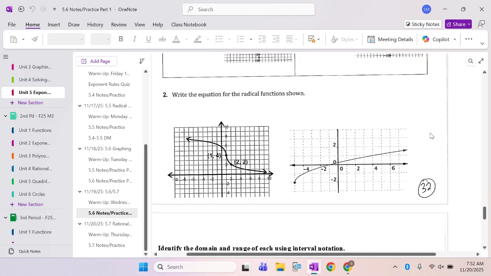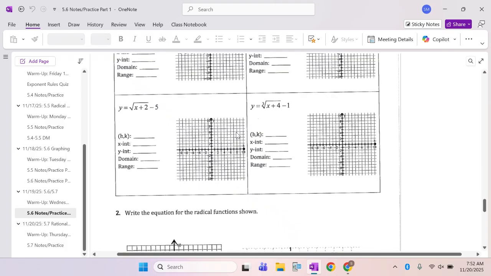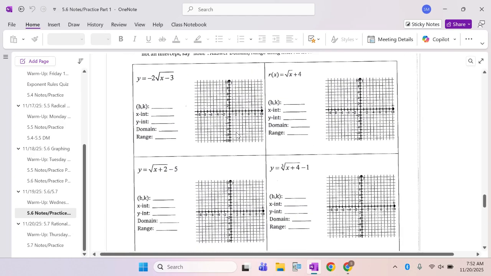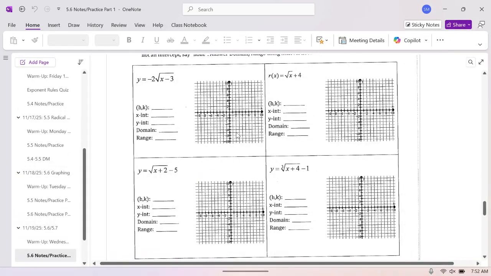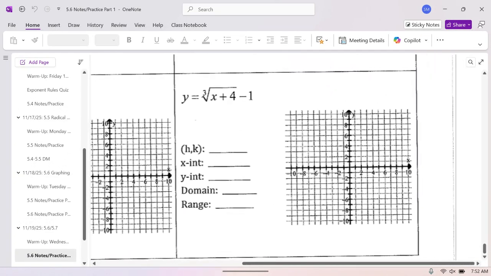Yep, I can do that. Like on the question. Oh, like one of the graphing ones? Yeah. Okay. All right, so the graphing.